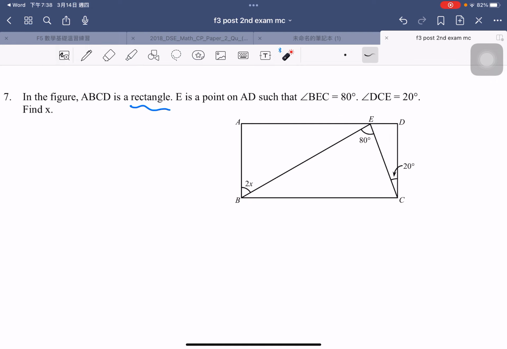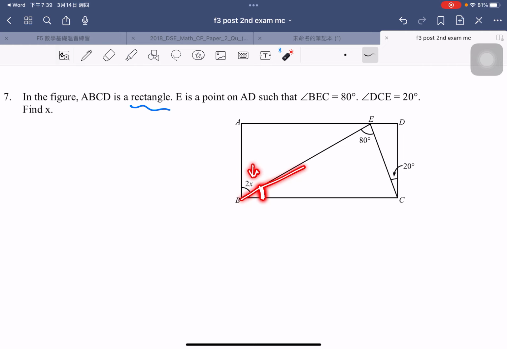So now we have E on a point here, and we have BEC, which is 80 degrees, and DCE is 20 degrees. So we need to find out what X is. Think about it: how can we find out this X? As we know, this ABC is equal to 90 degrees, isn't it? So if we can understand what the angle here is, we can use 90 degrees minus this angle to calculate our 2x. But how can we know this angle?